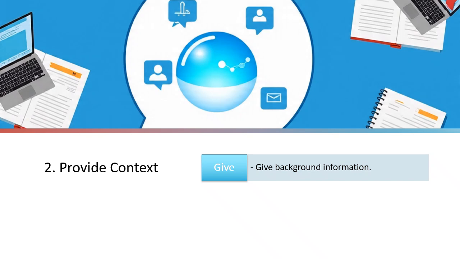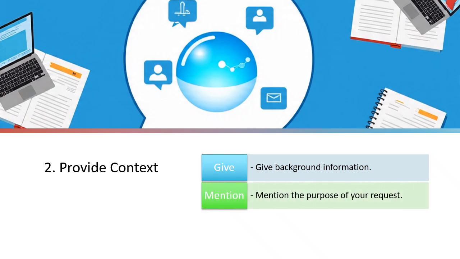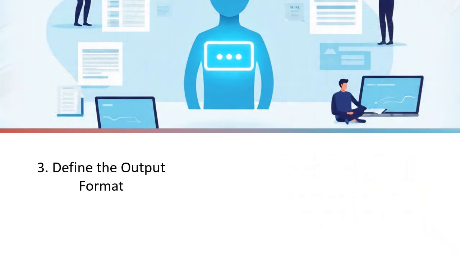Provide context. Next, always provide context. If your request has a purpose, like writing for a blog, preparing for a presentation, or explaining to children, mention it. This ensures ChatGPT tailors the answer to your needs. Context makes your request more focused and relevant.